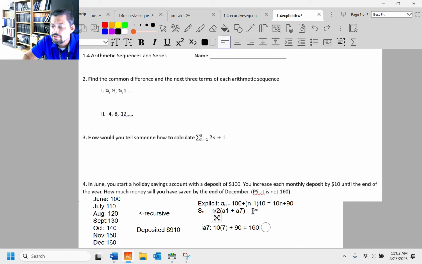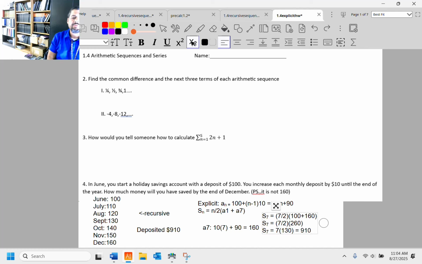And I could use Gauss's little formula here. The sum of 7 things is going to be 7 divided by 2 times the first month, which was $100, plus the last month, which is 160. And I just feel like doing this by hand. The sum of 7 things is going to be 7 over 2. I'm going to have a 260 there. Now I'm going to take half because it's 7 over 2. Half of 260 is 130. So I'm going to have 7 times 130. 7 times 100, 700, 7 times 30 is 210. Put them together, $910.